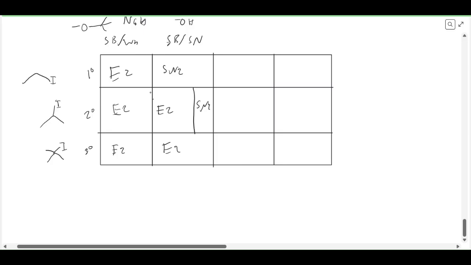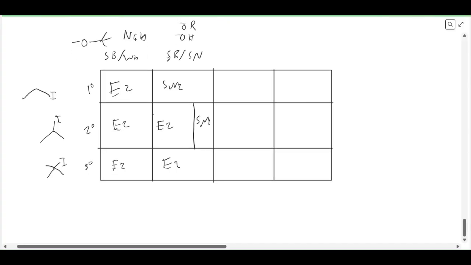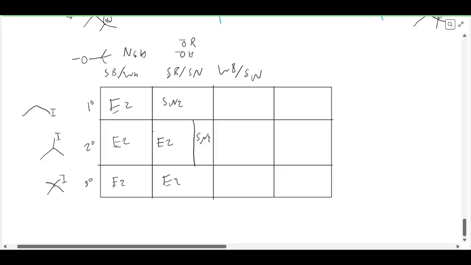And this kind of makes sense for why it's an elimination only for tertiary. Let's say you have a reaction that looks like this. It's very hard for the nucleophile to backside attack this simultaneously. The only way you could do this is through an elimination instead.